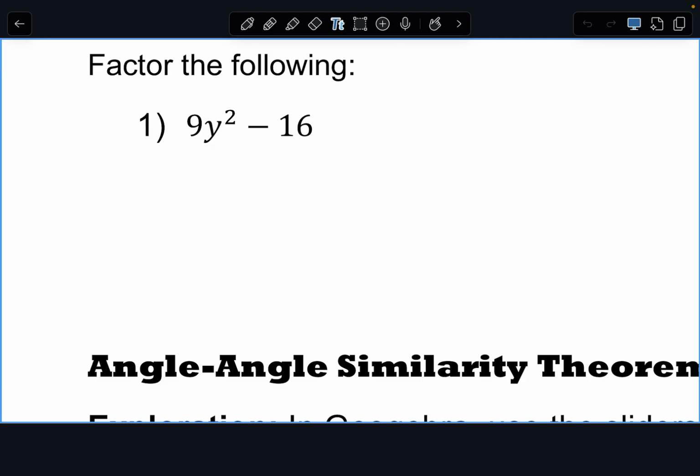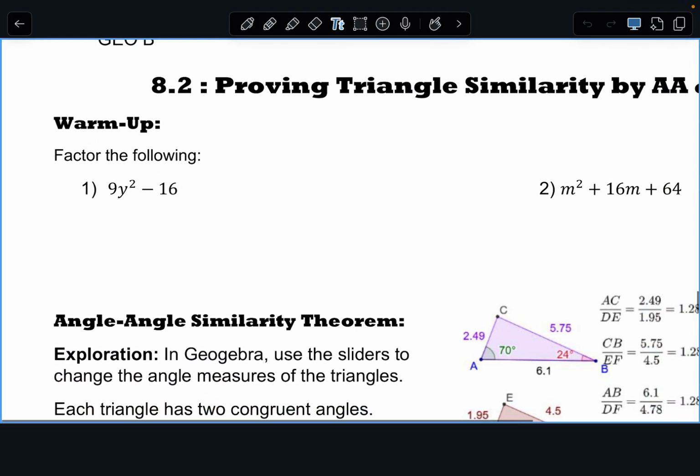Earlier in the week, we took out GCFs. These two don't have GCFs. We can't take out any numbers or any variables, so we're going to find something else to do. Can I put 9y on the outside? We can't put 9y on the outside because this 16 doesn't have a 9y in it. So we've got to try something else.